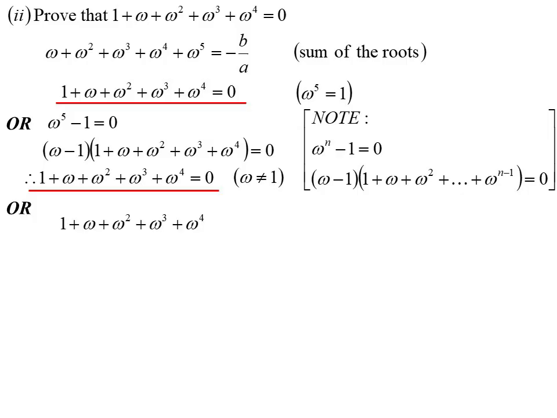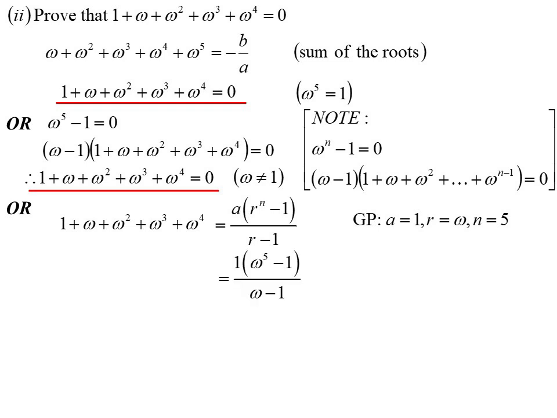Or another way we could do it, well, we're trying to find this sum. That's actually a geometric pattern. First term is 1, common ratio is omega, number of terms is 5. So if I use my formula, a times r to the power of n minus 1 over r minus 1, I get this, but of course look what's on the top. There's a factor there of omega to the power of 5 minus 1, which we have said is equal to 0. Therefore the whole thing's 0. There are different ways you could go and show, or prove in this case, that particular result.